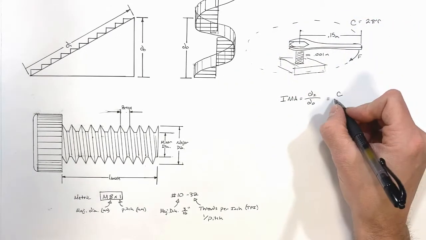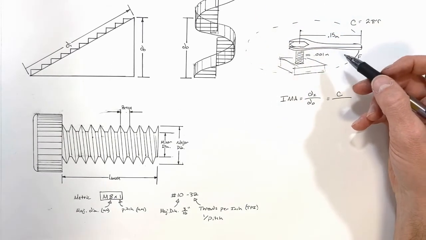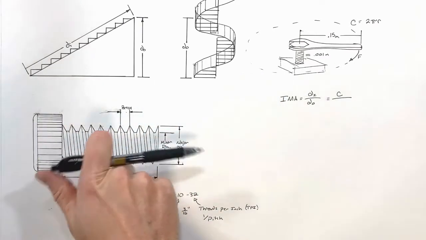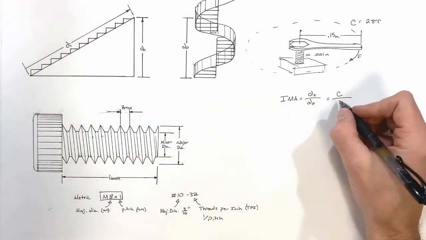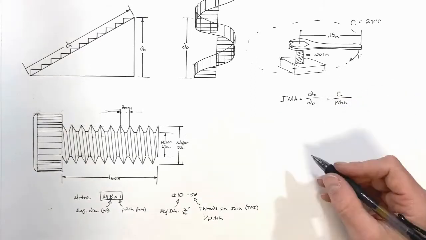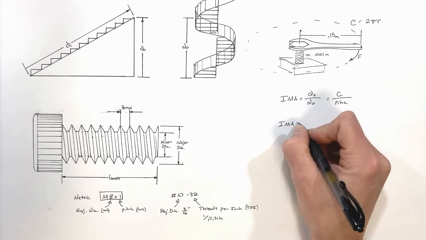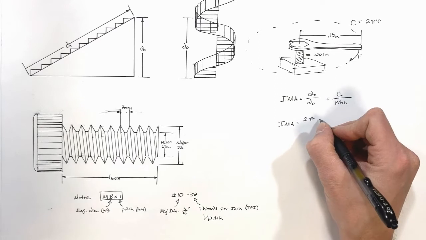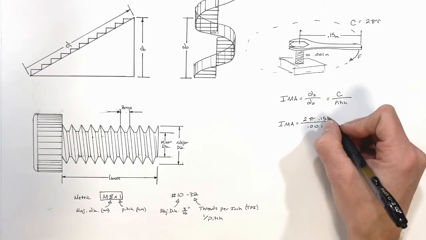That's the input distance. Now, the distance which this bolt travels into the base material, going back over here, is going to be the pitch. Remember, a bolt will travel into a base material one pitch in length for every revolution. So the circumference over the pitch is simply going to be the IMA of this simple machine. So the ideal mechanical advantage of a bolt, in this case with these numbers, is going to be 2 times pi times 0.15 over the pitch of 0.001.